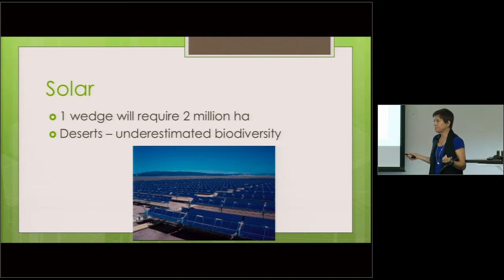So solar. One wedge would require about 2 million hectares of stuff out in the sun, which actually isn't a lot. It's not that much. But they're often put in deserts, for example, that have underestimated biodiversity. We think, oh, there's nothing there, but really there is. It might be far away from population centers, so then you have to move the energy from there to where the people are. So it has some detractors also.